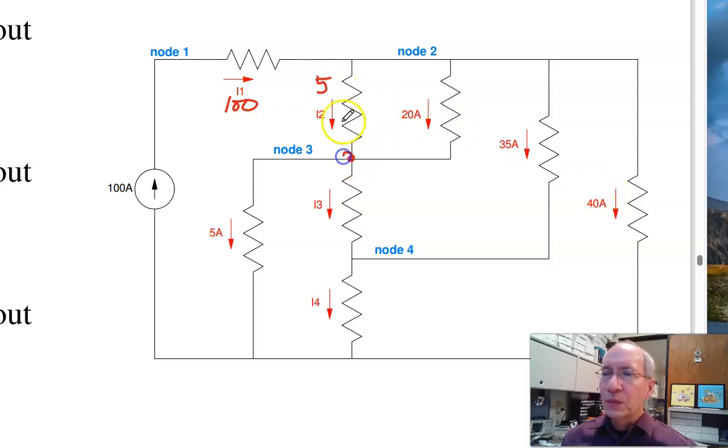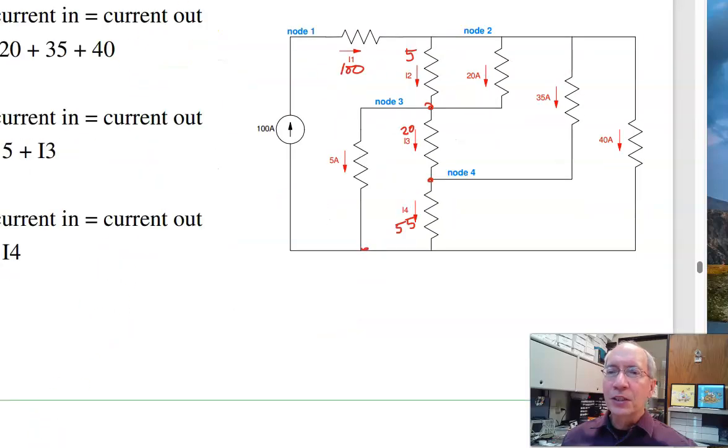At this point, I've got 25 in, I've got 25 out. 5 goes this way, this must be 20. At this point, I've got 20 plus 35, 55 in. I have to have 55 out. I4 is 55. And finally, at this point, 100 goes out. I've got to have 100 going in. 5 plus 55 plus 40, 100 in, 100 out. That balances. That's conservation of current.